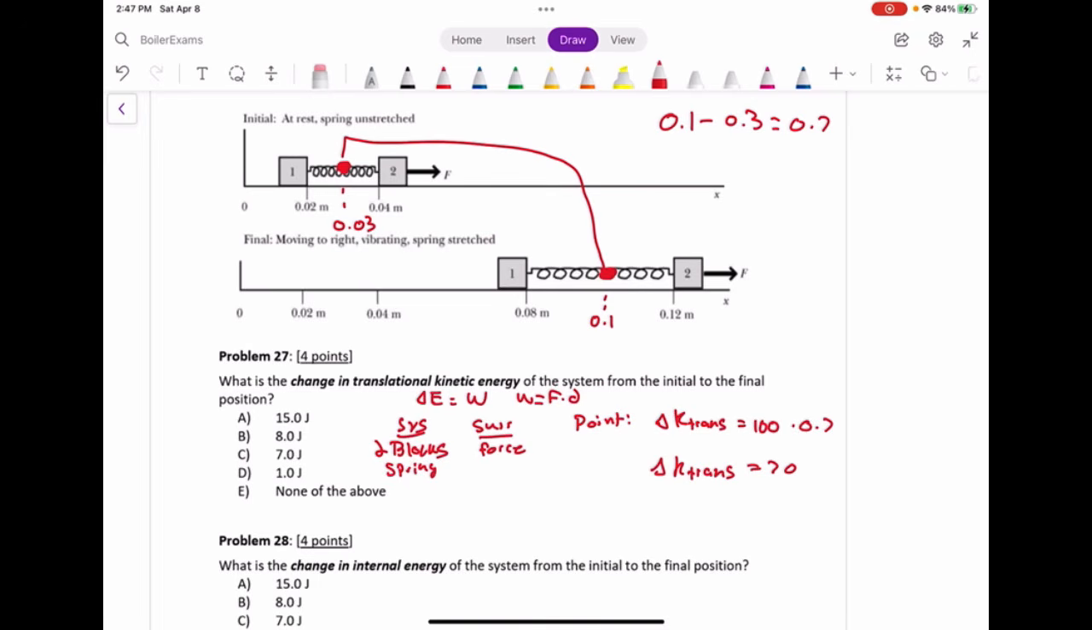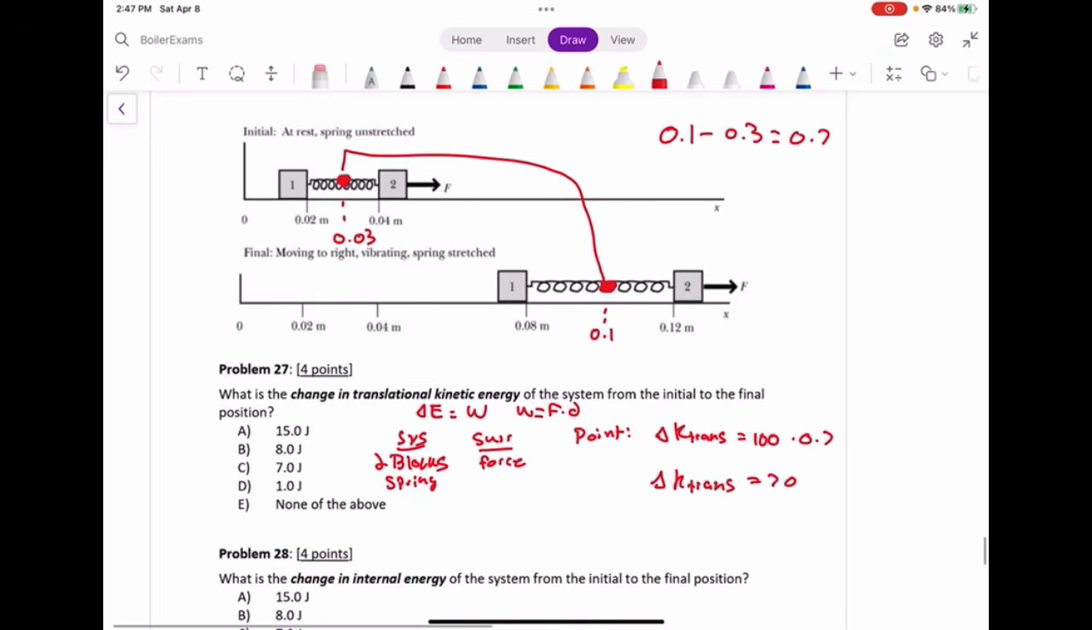Wait. Oh, hold on. Hold the phone. Hold on. Okay, this is 0.03, which means 0.07. This is 0.07 times 100. 7 joules. Let's see. Yep, 7 joules.